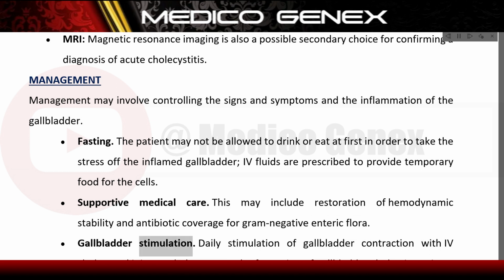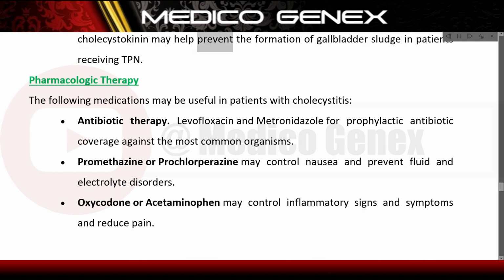Gallbladder stimulation: daily stimulation of gallbladder contraction with cholecystokinin may help prevent the formation of gallbladder sludge in patients receiving TPN. Pharmacologic therapy: the following medications may be useful in patients with cholecystitis. Antibiotic therapy: levofloxacin and metronidazole for prophylactic antibiotic coverage against the most common organisms. Promethazine or prochlorperazine may control nausea and prevent fluid and electrolyte disorders. Oxycodone or acetaminophen may control inflammatory signs and symptoms and reduce pain.